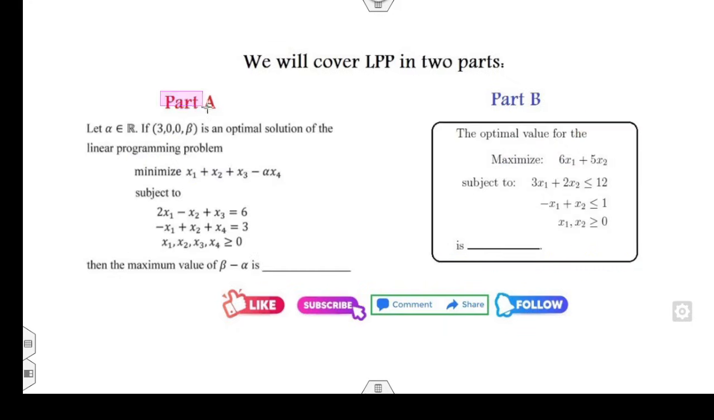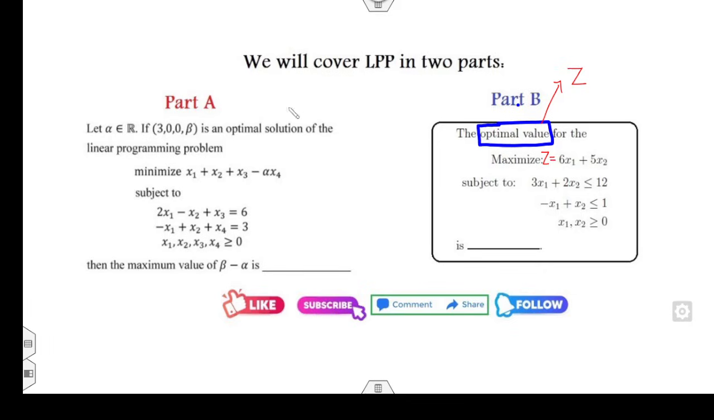What we discussed in Part A was how we can find the optimal solution of the LPP without using the graphical method or the simplex method. While in Part B, in this video, we will see how we can find the optimal value. The optimal value means the value of Z.